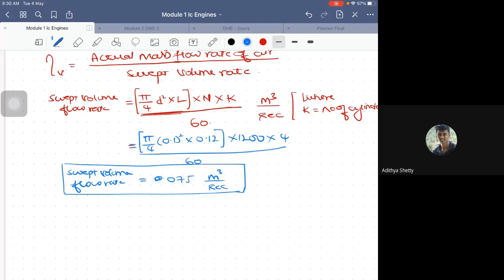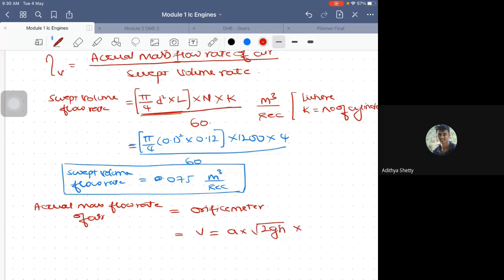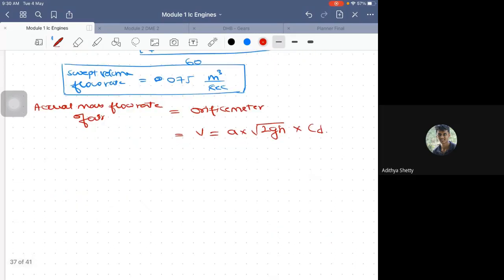Now next, we calculate the actual mass flow rate of air. So this is calculated by which equipment? Orifice meter. In order to calculate that, you have a formula. You need to remember that, and that is given by V, the actual volume flow rate in meter cube per second. V is equal to A into square root of 2GH cross CD. Okay, V is equal to A into square root of 2GH cross CD.